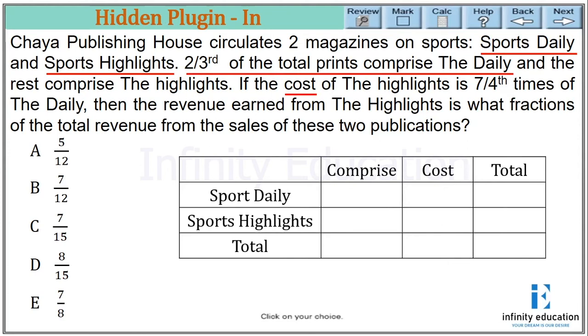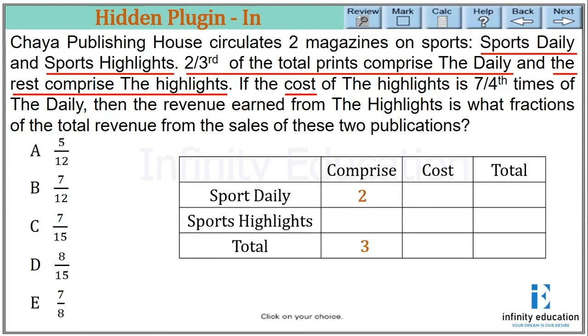So now here I should plug in for the total number of comprises. As they are saying, 2/3 of the total comprise daily, so whatever total I take has to be a multiple of 3. So I have taken the smallest number, that is 3. So 2/3 comprise the daily. Obviously 2/3 of 3, so daily should be 2, and the rest comprise the highlight.